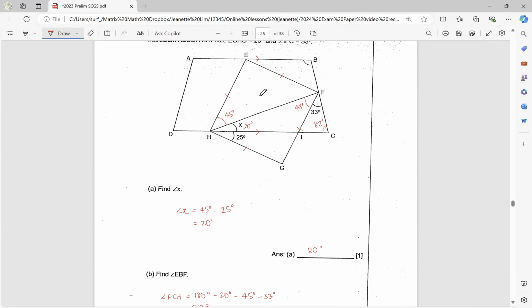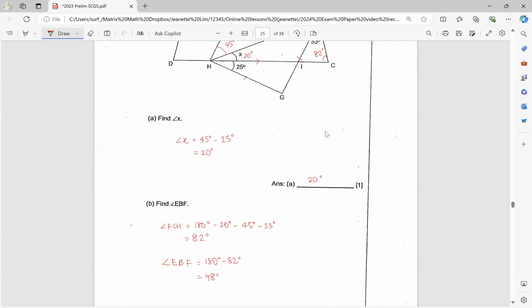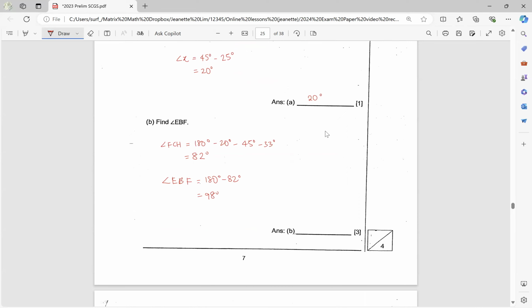As I've said, between two parallel lines, the angles add up to 180. So to find EBF, we take 180 minus 82. It's 98 degrees. So the answer is 98 degrees for angle EBF.